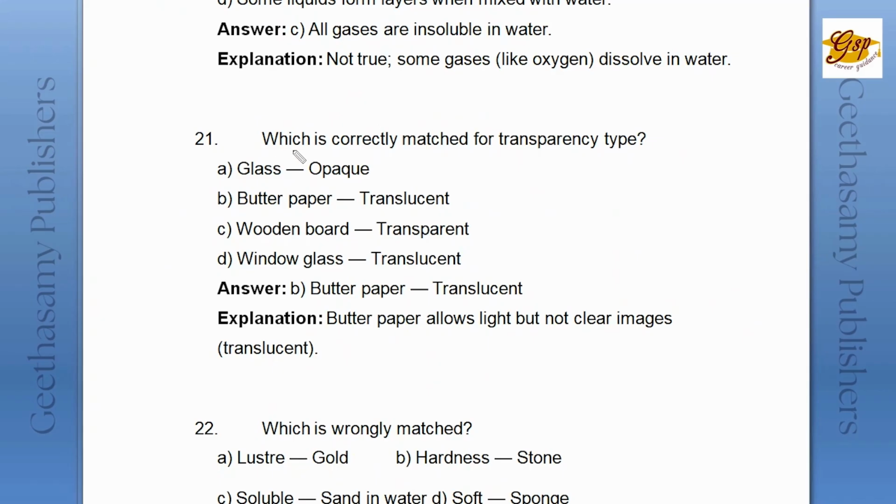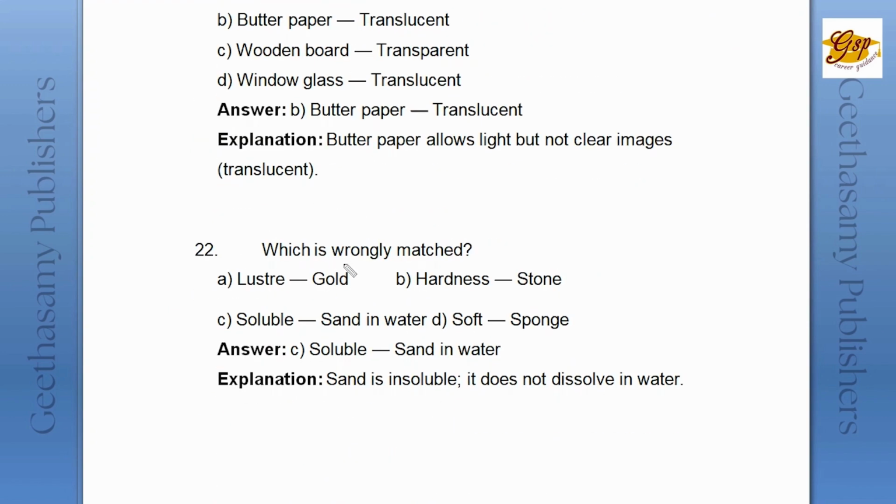So 21st question: which is correctly matched for a transparency type? Glass opaque, butter paper translucent, wooden board transparent, glass window translucent. The correct answer is butter paper, it is translucent. So butter paper allows light but not clear images, translucent. So that's the answer. 22nd question: which is wrongly matched?